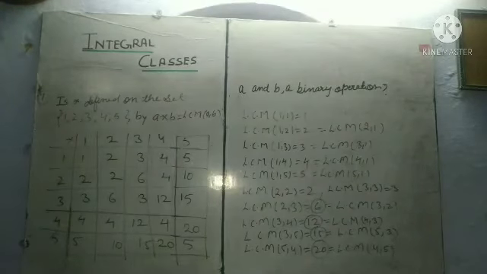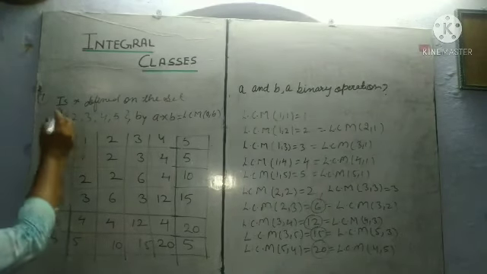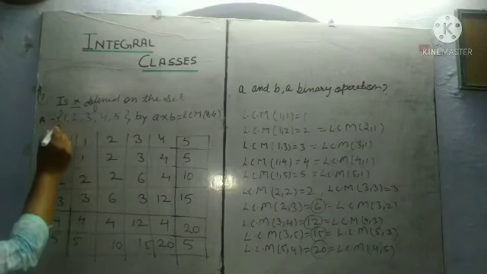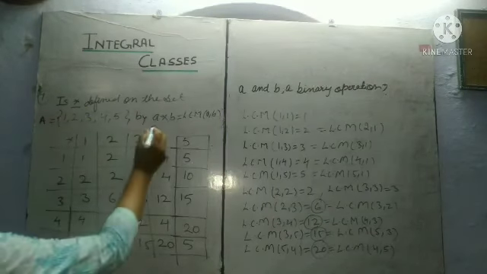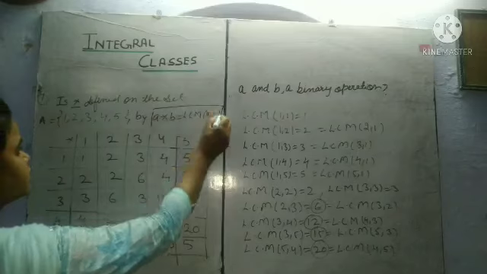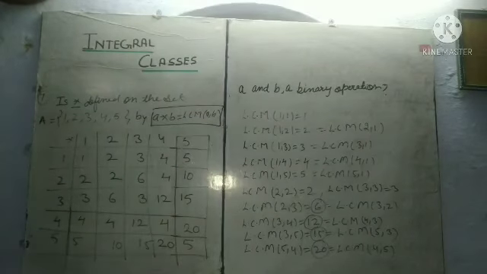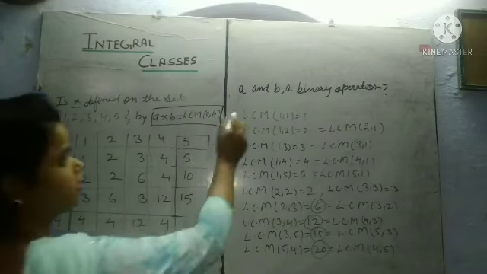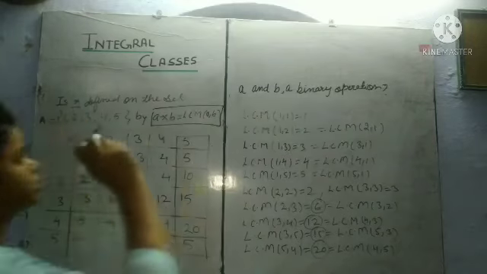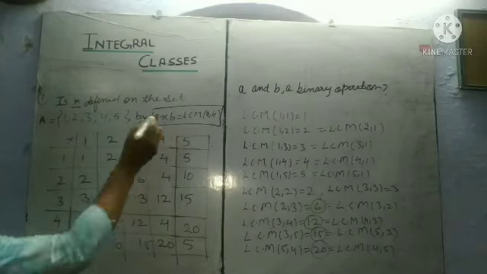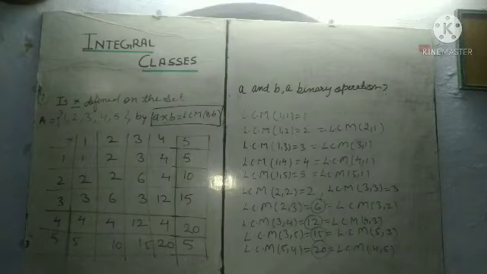Question number 7. In question number 7, star is defined on the set A, which is given equal to {1, 2, 3, 4, 5}, and the binary operation is given: A star B equals LCM of A and B. The question is to find whether it is a binary operation. It means if we apply this binary operation here, will it be satisfied or not? So we will find out the values.